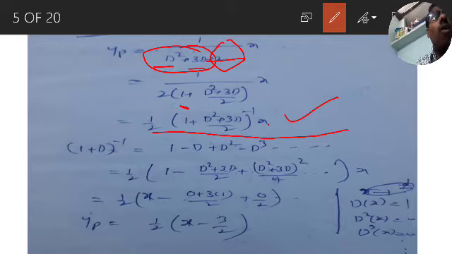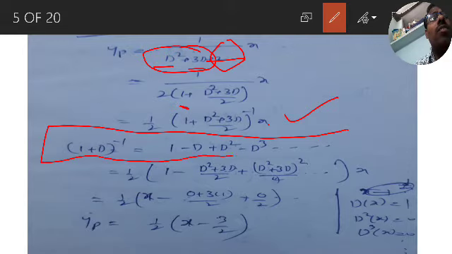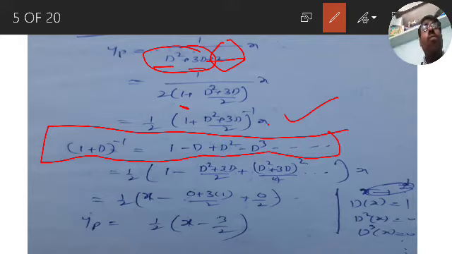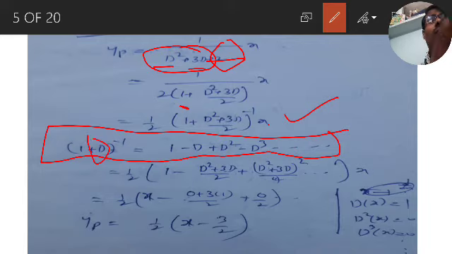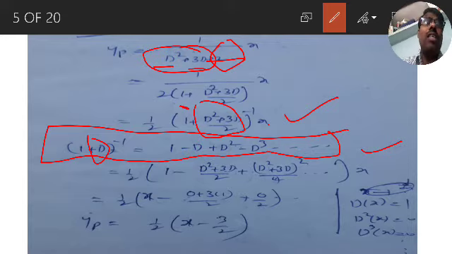It is in the form of 1 plus d whole power of minus 1. With the plus and minus combination, you will get plus or minus alternately: 1 minus d plus d square minus d cube and so on. But in place of d, you are having d square plus 3d by 2. Substitute it. So 1 by 2 into 1 minus d square plus 3d by 2 plus d square plus 3d by 2 whole square, 2 whole square means 4, and so on, of x.